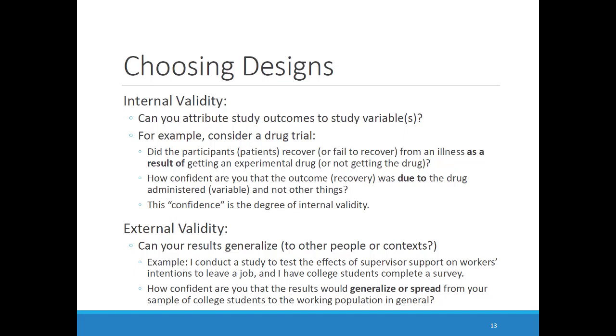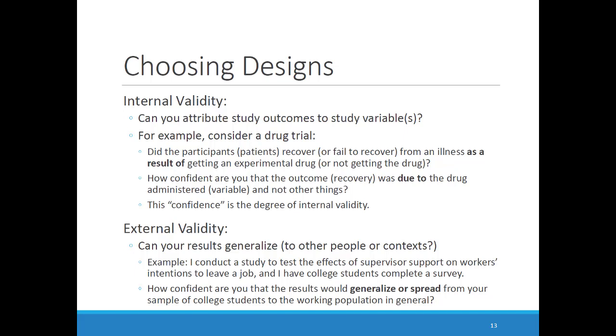So in any kind of study, you can assess the degree of internal validity and talk about any limitations to internal validity by thinking about the result. So what is the outcome that you're looking for? In this case, it's the recovery from the illness, and thinking about how confident you are that is due to the variable that's being manipulated or studied. Okay, so that's internal validity.